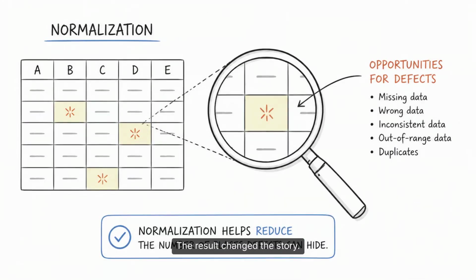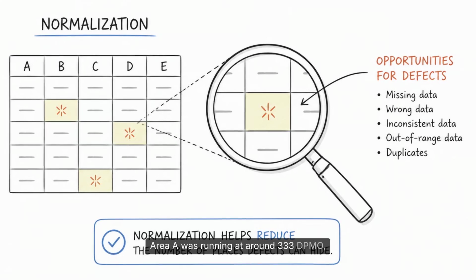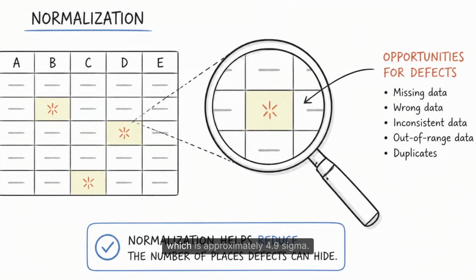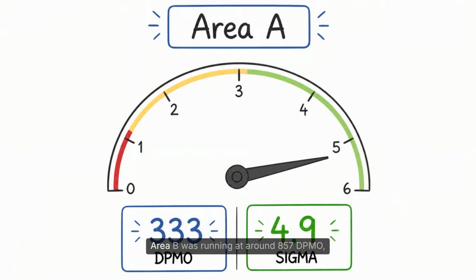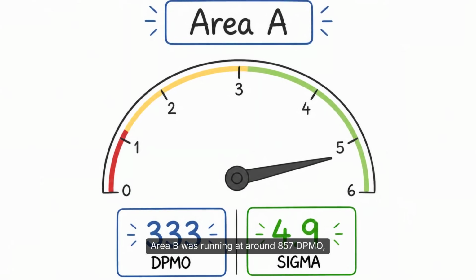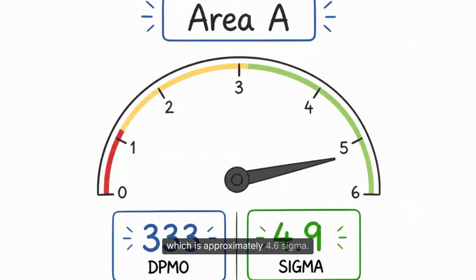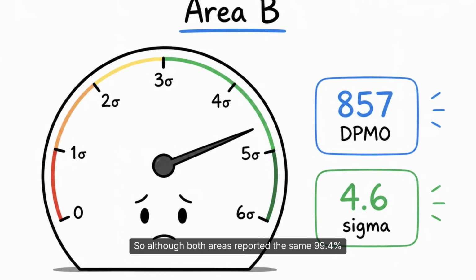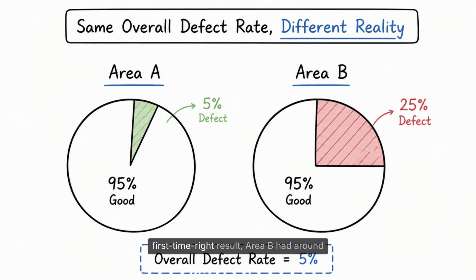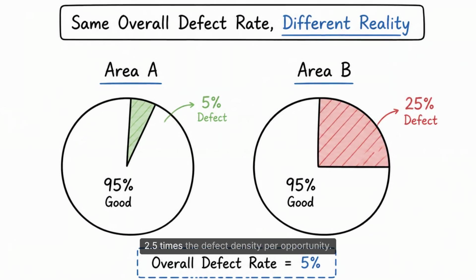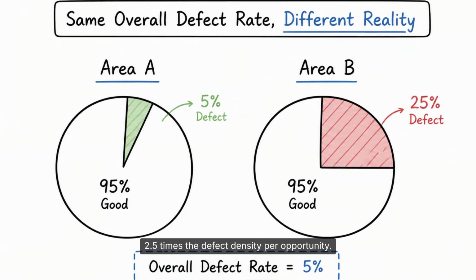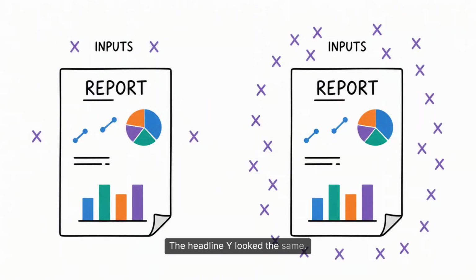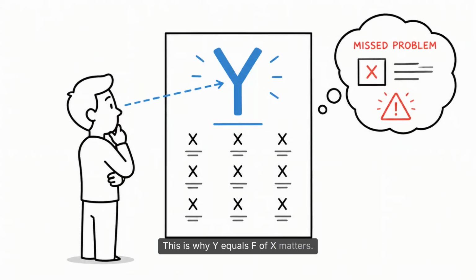The result changed the story. Area A was running at around 333 DPMO, which is approximately 4.9 sigma. Area B was running at around 857 DPMO, which is approximately 4.6 sigma. So, although both areas reported the same 99.4% first-time right result, Area B had around 2.5 times the defect density per opportunity. The headline Y looked the same, but the X variables and the measurement opportunities showed a very different reality. This is why Y = f(x) matters.